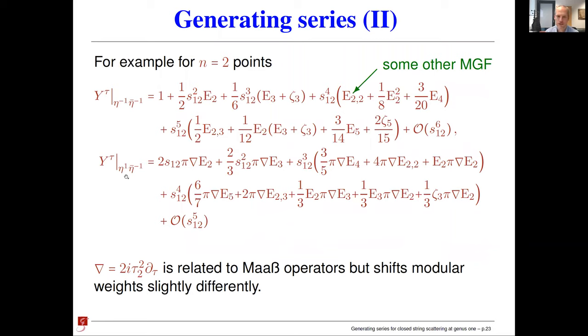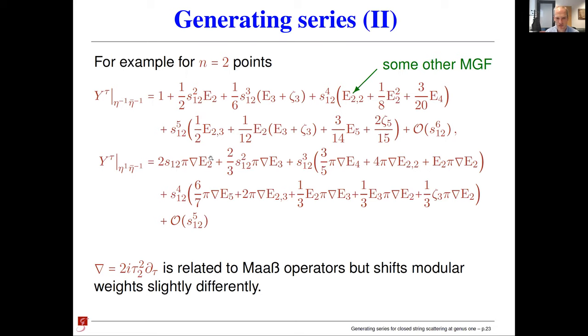Let me give you an example of how this looks. So this beast, eta, if you go to 2 points and you expand it out, let's say you go to order eta to the minus one, eta bar to the minus one in the expansion in these parameters, you get something that still has an alpha prime expansion because I haven't fixed what Mandelstam power I take. So this is what it looks like. So you recognize this E2, which I said was one of the specific modular graph functions, E3. There are some other modular graph functions that come out in this expansion and so on. So this kind of Y object really contains all the modular graph functions that we could ever hope to obtain.